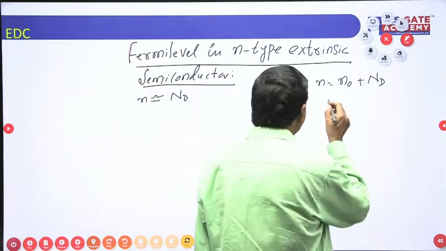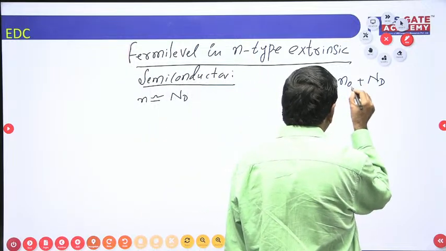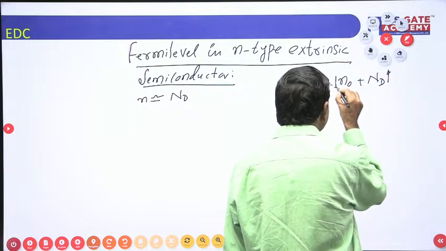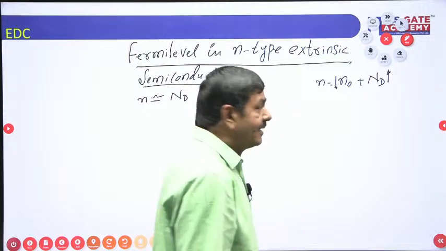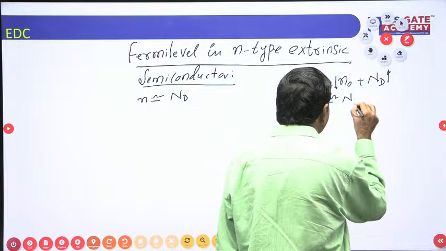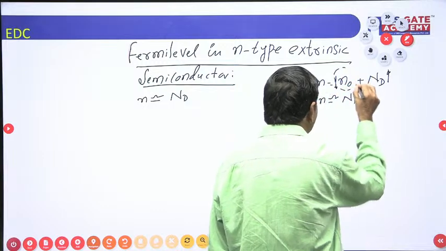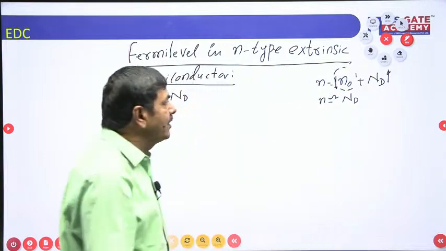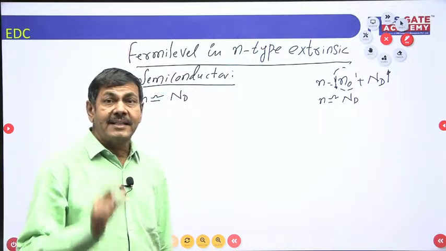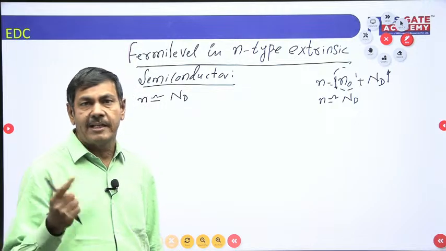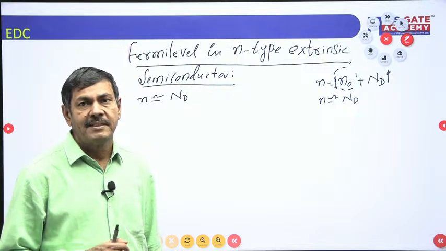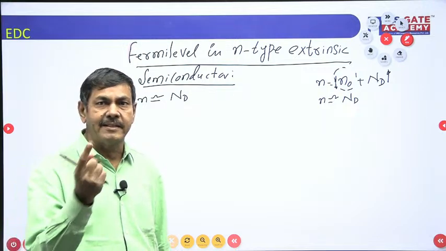That means N0 is very small here and Nd is very large. N0 is very, very small practically. That is why we put N is approximately equal to Nd. I neglected the small one. You know very well, the concentration of electrons equals, as I gave already, Nc into e power minus (Ec minus Ef) by kT. The last class I gave it.